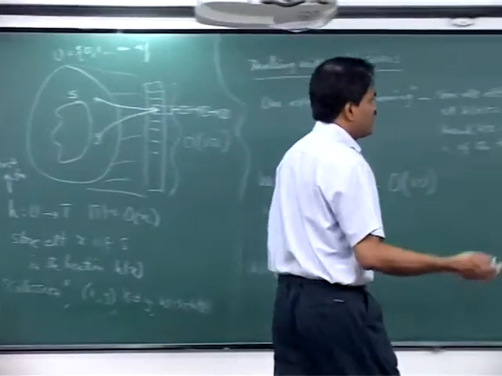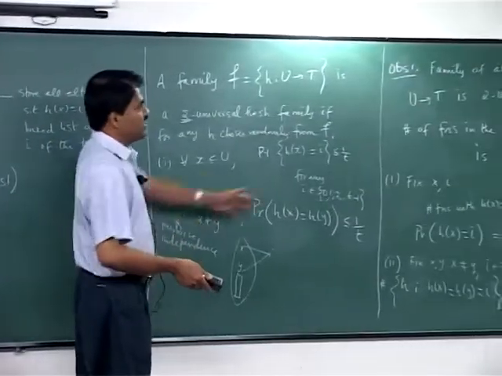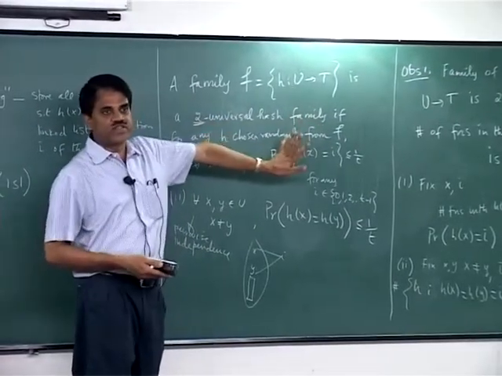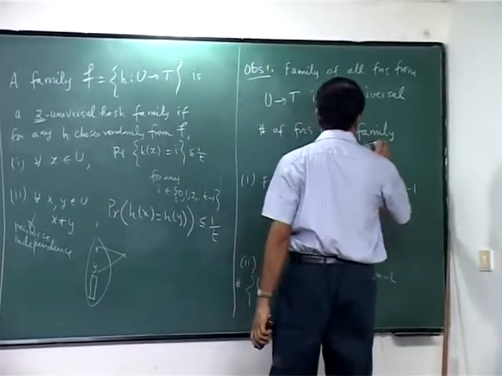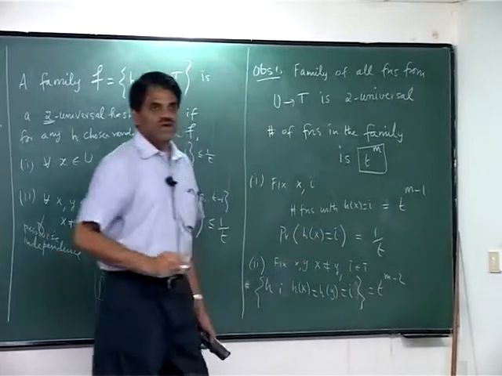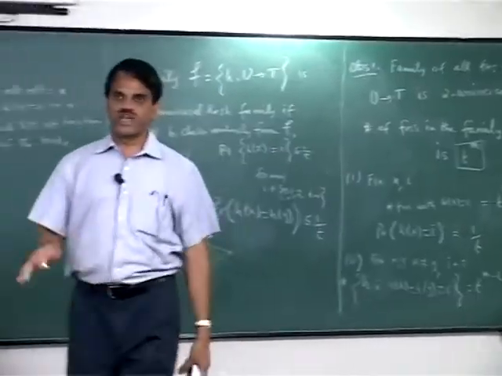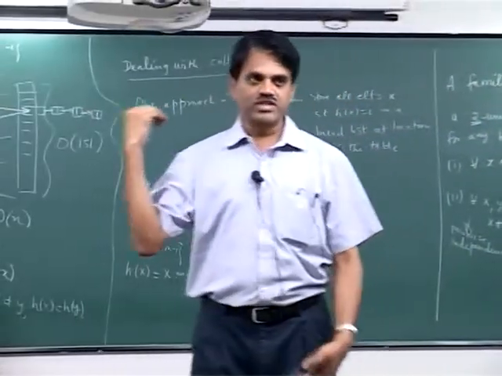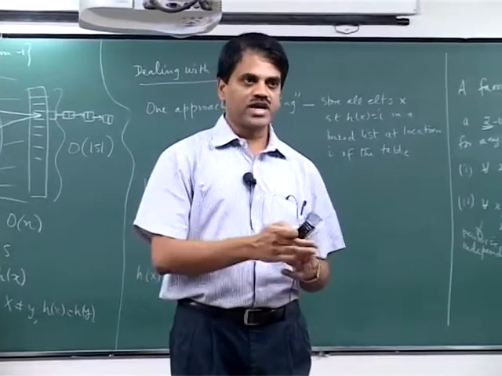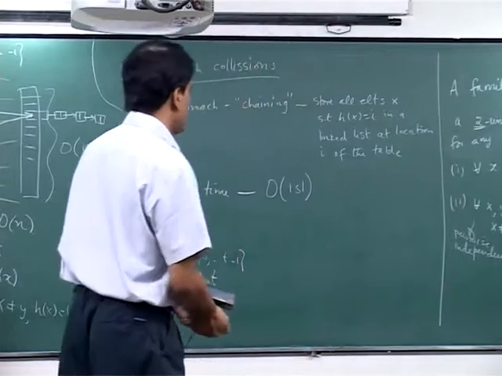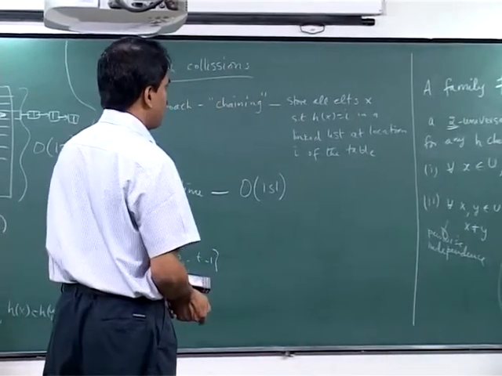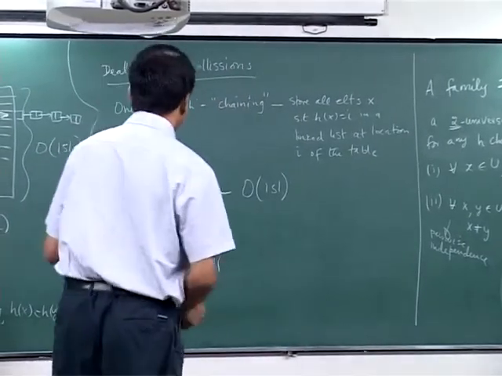So is there a family of 2 universal hash functions? Yes, the family of all functions is one example. That's not a nice example because I don't like this size for some reason. I want a small family of 2 universal hash functions. We will argue that such a small hash family exists later in the lecture.